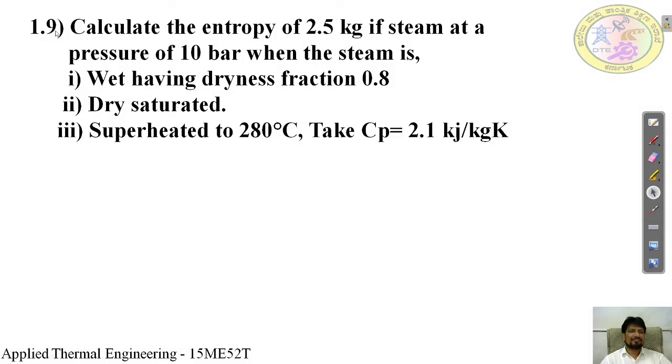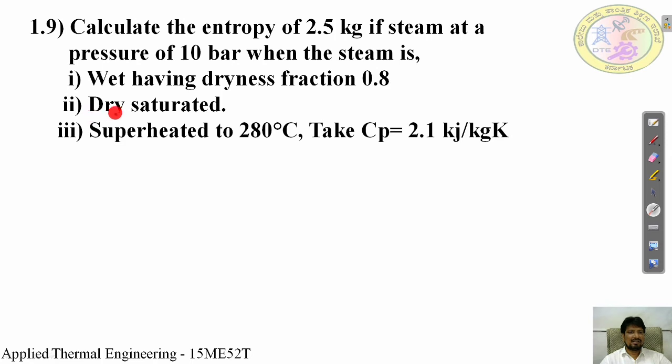Now the next problem is the given problem: calculate the entropy of 2.5 kg. The mass of steam is 2.5 kg. In the previous problem we calculated on a per kg basis, but here the mass is given as 2.5 kg. The steam is at a pressure of 10 bar, which is given, when the steam is wet, having a dryness fraction of 0.8. So during the wet steam, the dryness fraction is given as 80% or 0.8.